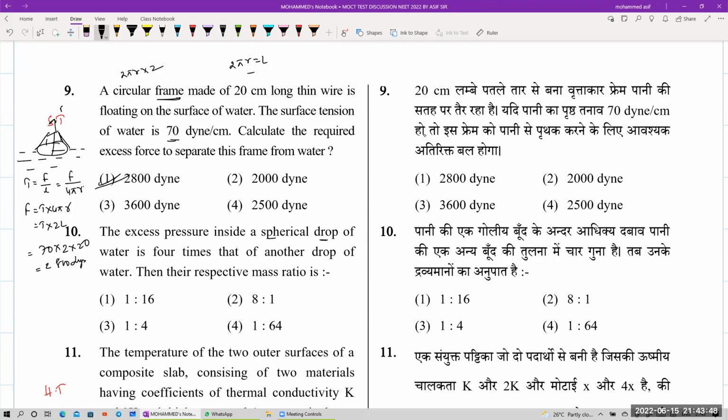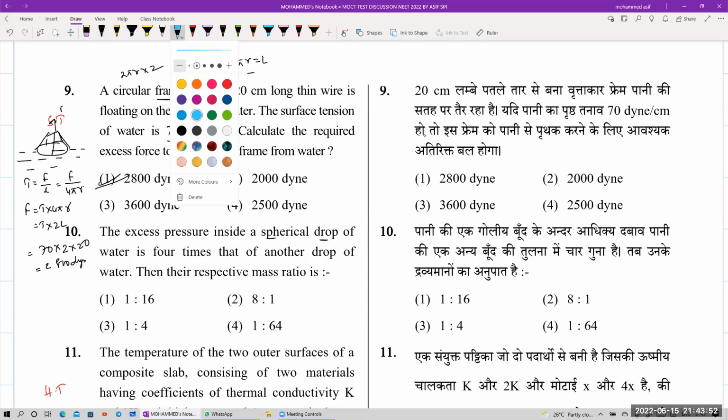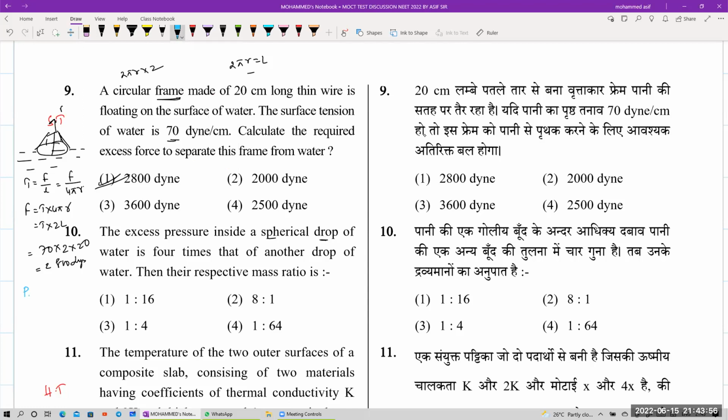Clear? So excess pressure is how much for me? This one he has given in the problem. I'll try to write this one. Excess pressure P1 is equals to 4 times of P2. That means 2T divided by R is equals to 4 into 2T divided by R dash. 2T will get cancelled. So R dash will become for me 4 times of R. Yani R will be equal to R dash divided by 4.